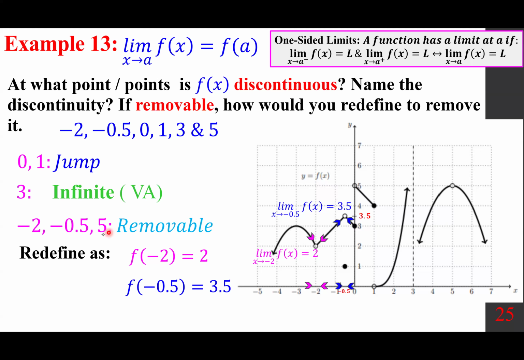The last number is 5. So here's 5, left and right, left and right. From the left and from the right, you're moving towards the same point, which seems to have a y coordinate of 5. So the limit of f of x as x approaches 5 is 5, and therefore we choose f of 5 to be 5. That's how you fix the discontinuity in the case of a removable discontinuity.